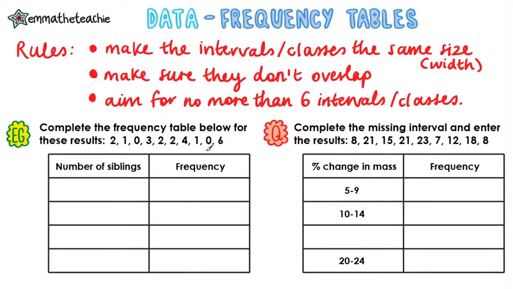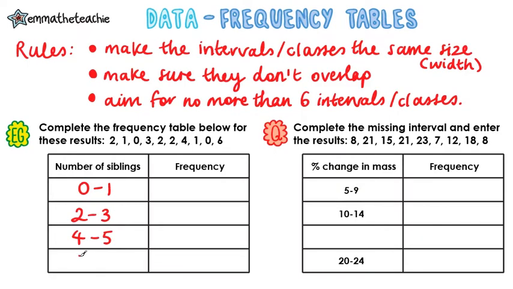We're going to complete the frequency table below for these results. So we need to first of all make our intervals or classes. Okay, so the biggest number is 6, the smallest number is 0, and we can see that we've got a nice range within that. Okay, so we'll start by splitting it into 0 to 1. We need to make sure they don't overlap. So then we'll go 2 to 3, 4 to 5, and 6 to 7. So those fit in nicely.